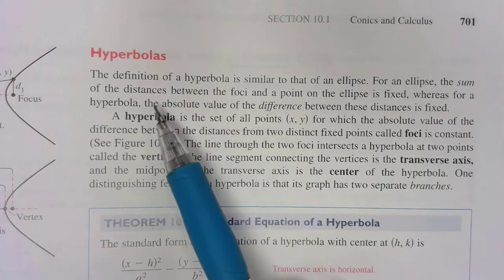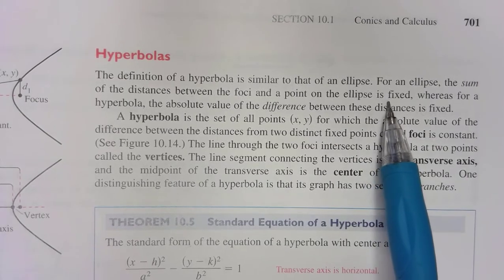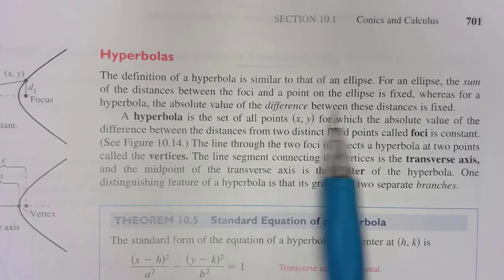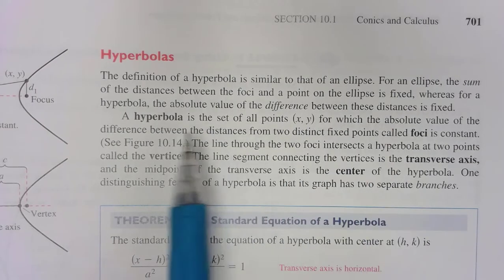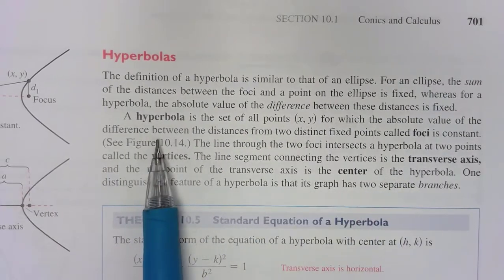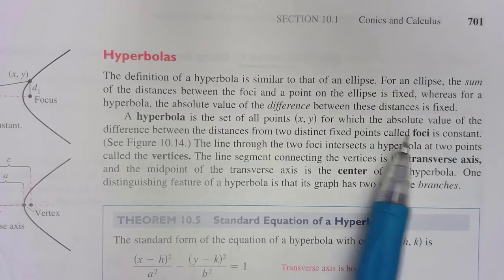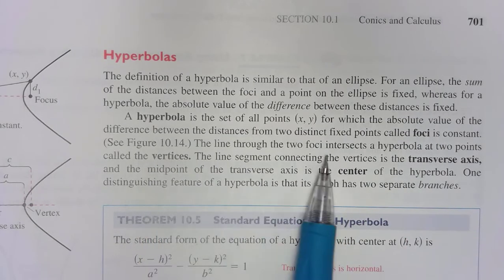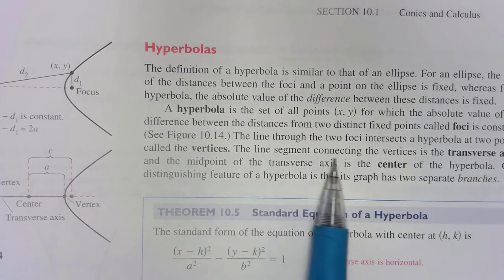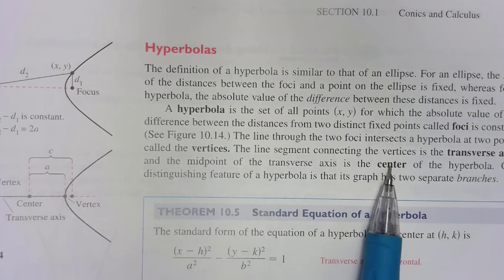For an ellipse, the sum of the distances between the foci and a fixed point is fixed or constant, whereas for a hyperbola, the absolute value of the difference between those distances is fixed. So a hyperbola is the set of all points in a plane for which the absolute value of the difference between the distances from two distinct fixed points called foci is constant. The line through the two foci intersects the hyperbola at 2 points called vertices. The line segment connecting the vertices is the transverse axis, and the midpoint is the center.